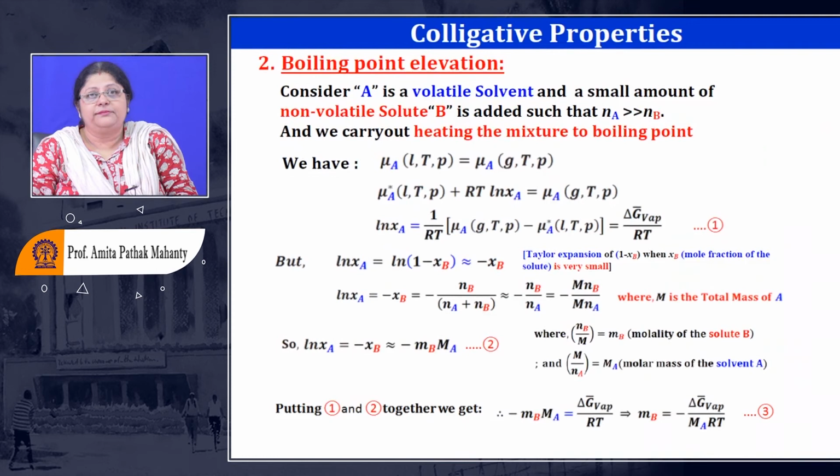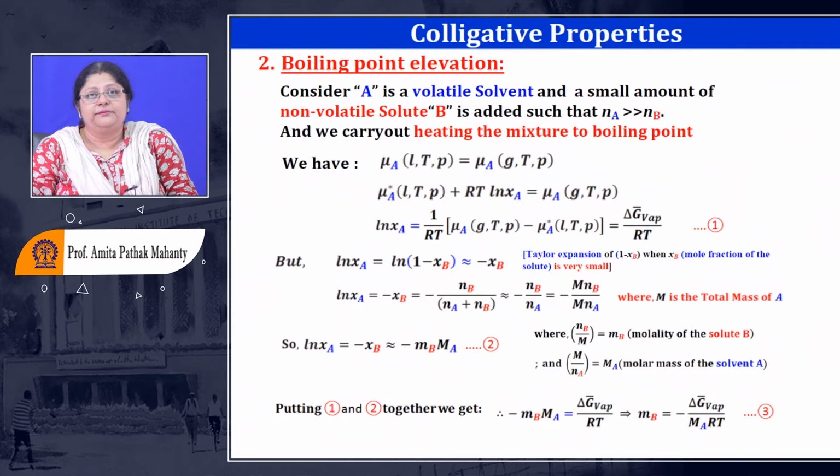What we are looking into now is the boiling point change, the elevation of boiling point, in terms of its thermodynamics. The criterion is to monitor the chemical potential of a species, and that species is the solvent. We have a solute which is very small in amount, marked B, and a solvent which is volatile, while the solute is non-volatile. Now we are heating the mixture to the boiling point. What is going to happen?